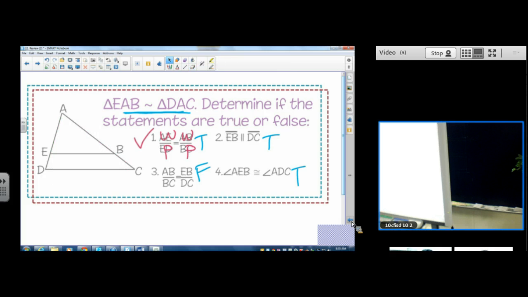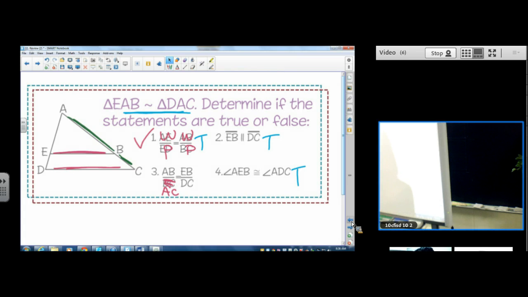3 is false because AB is to BC as EB is to DC. That's saying whole is to part as whole is to whole. That is not okay. The part, this one does not belong. And so we would want to change number 3 if we wanted to make it true. We would need to say AB is to AC as EB is to DC.